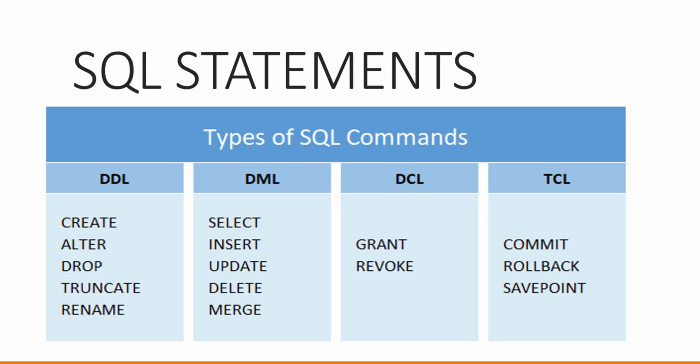There are four different categories of statements in Oracle SQL. We have the DDL statements, which are your create table, alter, drop, truncate, and rename table commands. You have the DML, which is your select, insert, update, delete, and merge commands. You also have the DCL statements, which are your permissions, grant and revoke, and the TCL statements, which are your commit, rollback, and save points. We are going to start off using the DML statements, and gradually we will get into the other categories.